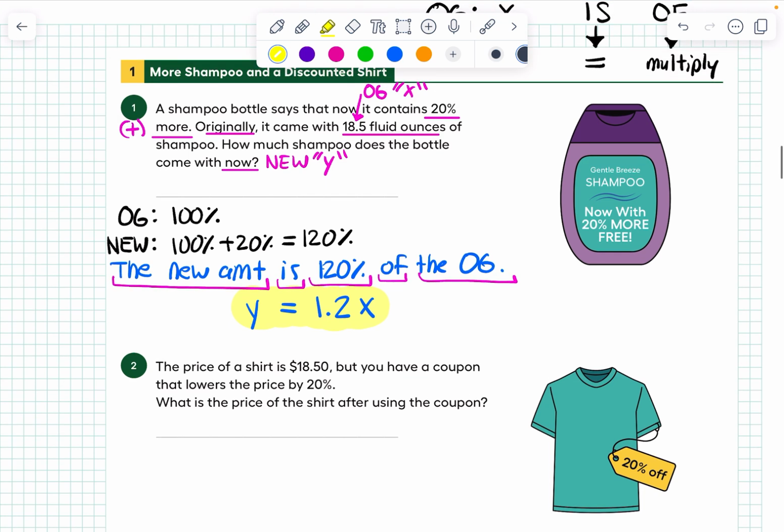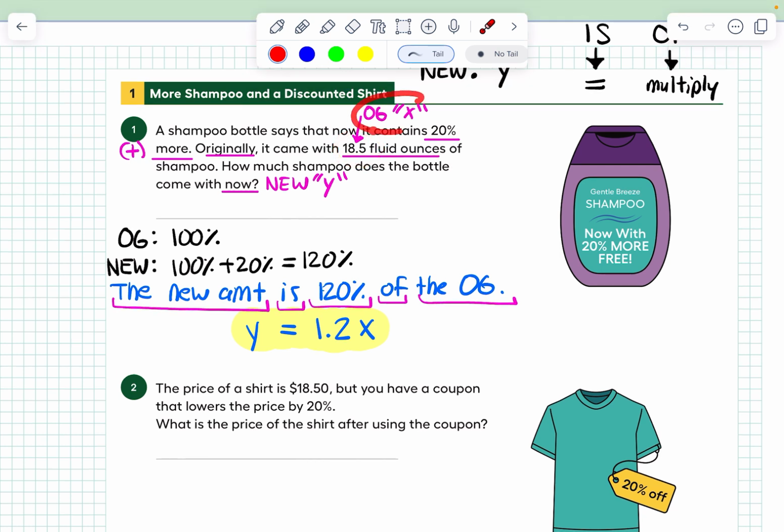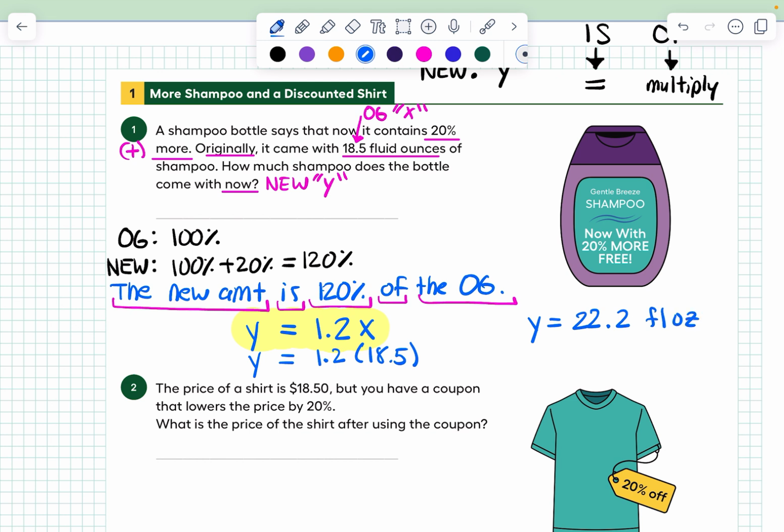So now we're going to do a plug and chug. This 18.5 we identified as the OG, which was our X value. So we're going to do Y equals 1.2 times 18.5. And if you multiply that out, you would get Y to equal 22.2 fluid ounces. Don't forget to put the units. And I'm going to box this right here.